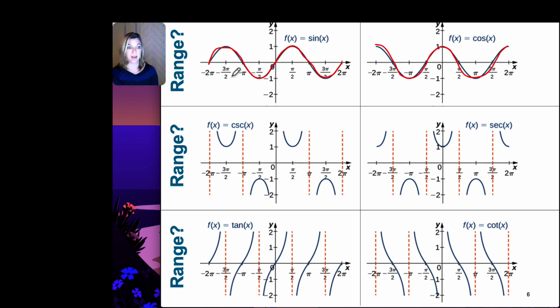All right, this slide is asking us what the range of each of these graphs are, which we figured out on the last 2 slides already. The range of sine is -1 to +1, and the range of cosine is also -1 to +1.